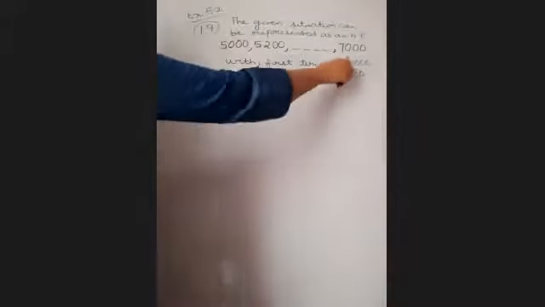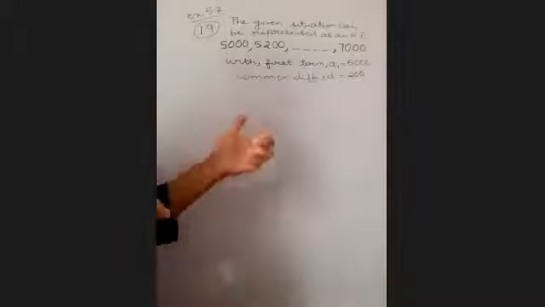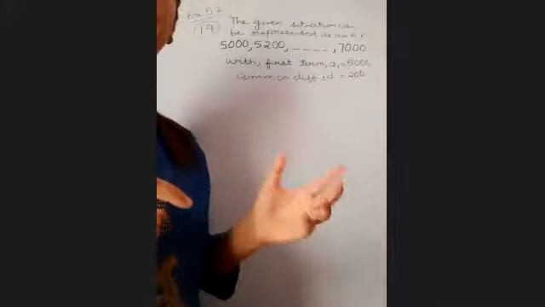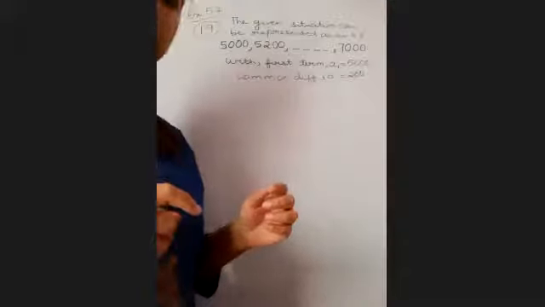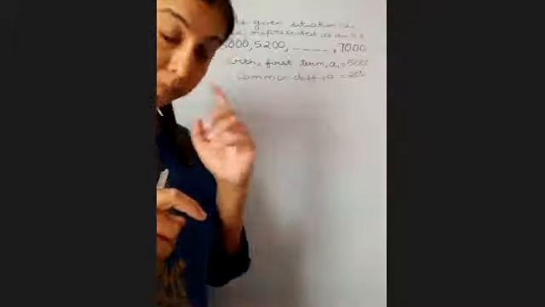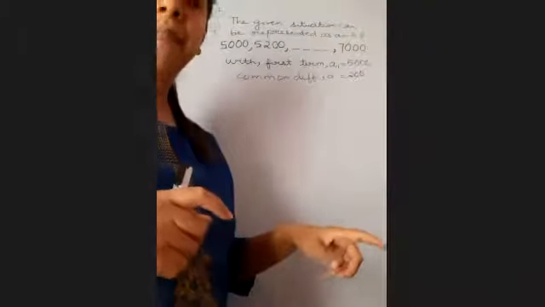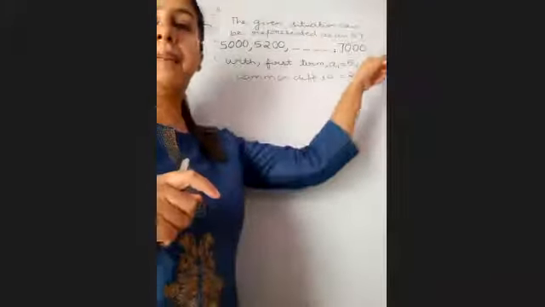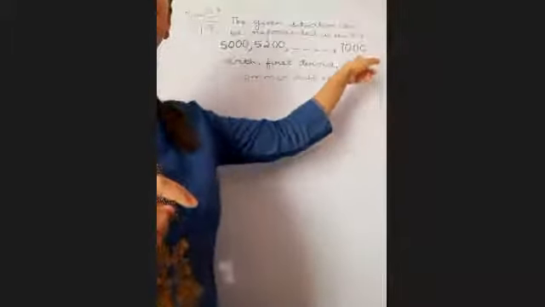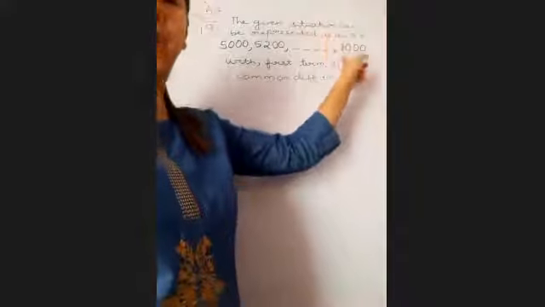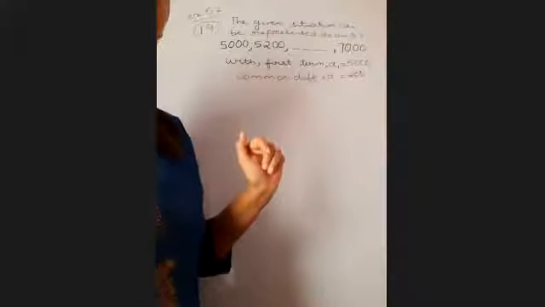Yes, ma'am. With the first term 5,000 and common difference 200. We have to find the year. Which year means which variable we have to find here? N. And what is this 7,000 actually? AN, the nth term of that particular year in which the salary will become 7,000. So AN is 7,000.